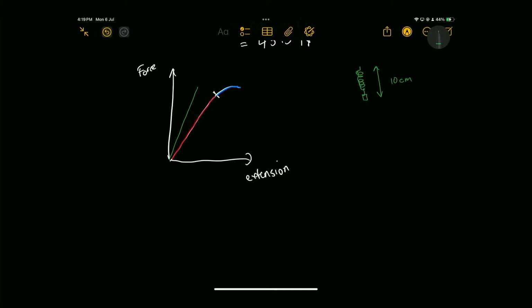Now, if it has a spring constant of 5 kilograms per second, determine the force needed to cause an extension of 2 centimeters. Right, so we want to extend it by 2 more centimeters. So determine the force needed to extend the spring by 2 centimeters if it has a spring constant of 5 kilograms per second squared.